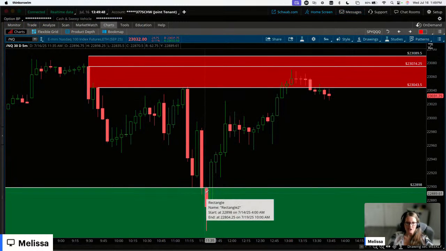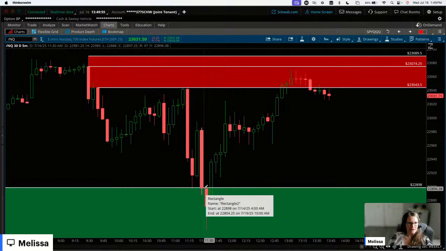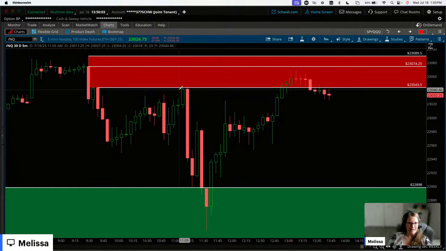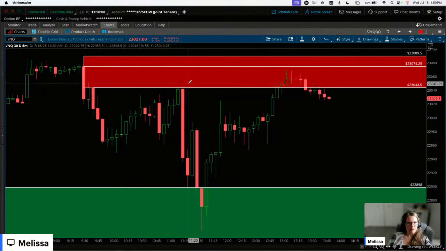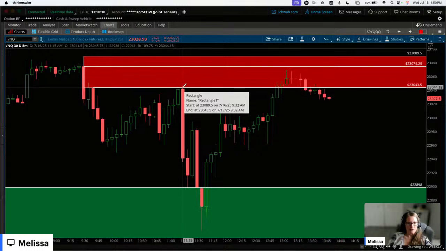And like I mentioned earlier, my target is the opposite zone. So the opposite zone was down here at 22,898, which would have been a cool about 150 points to the downside. Nice profits just by selling the rip at this imbalance zone.